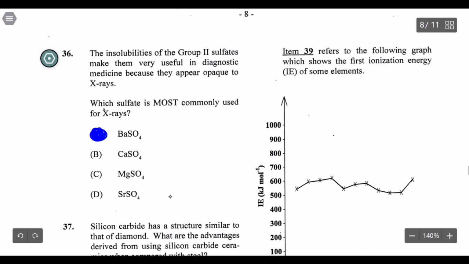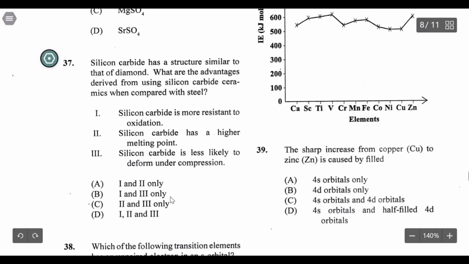Now, silicon carbide has a structure similar to that of diamond. What are the advantages derived from using silicon carbide ceramics when compared with steel? Silicon carbide is more resistant to oxidation. Sounds like an advantage to me. Silicon carbide has a higher melting point. Also seems like an advantage. Silicon carbide is less likely to deform under compression. That's also one. So 37D.